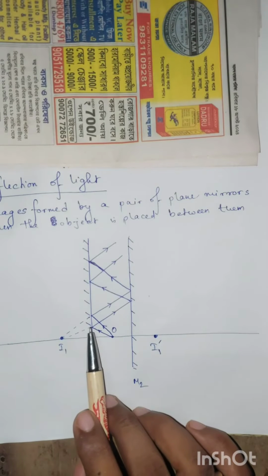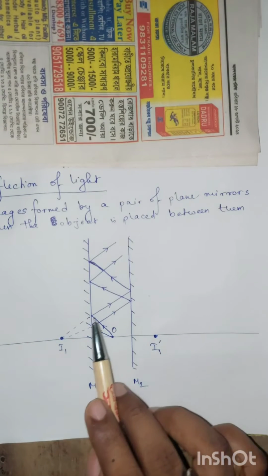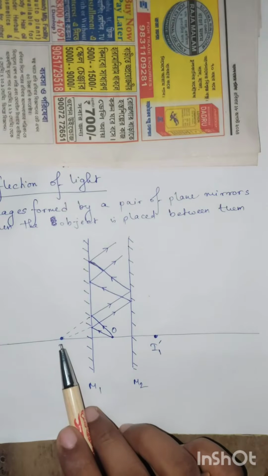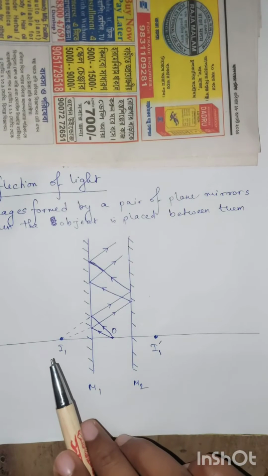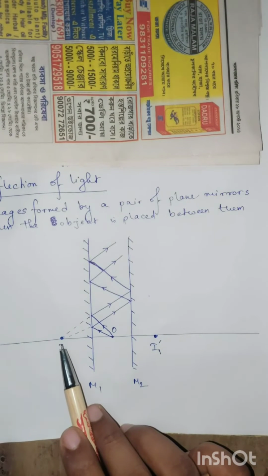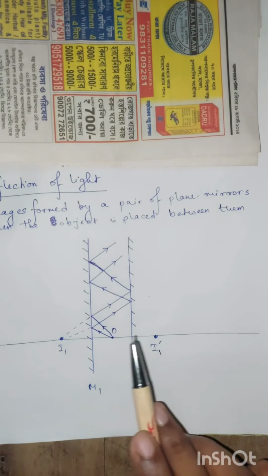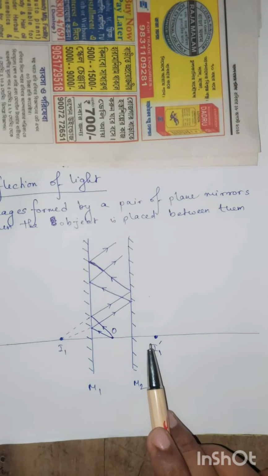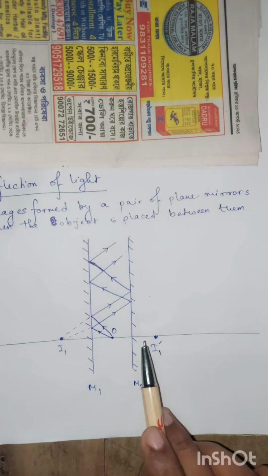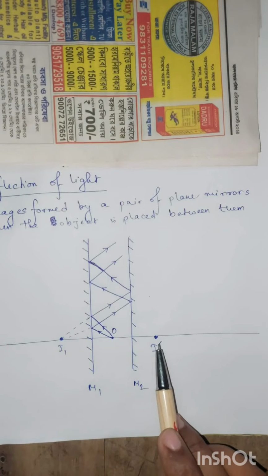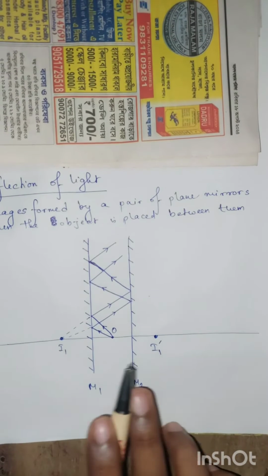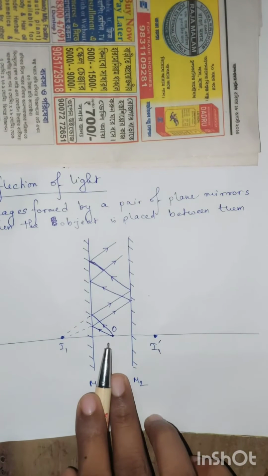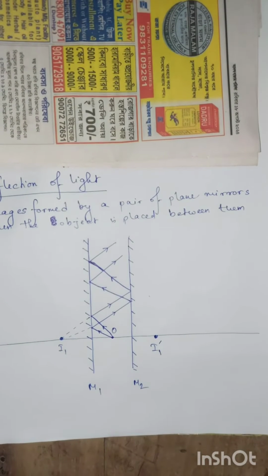Okay, so we have considered only the first reflection. So when we drag these rays backwards, they meet at a certain point inside the mirror. So we are getting our first virtual image, and this virtual image can create another image of it inside the other mirror. Okay, so this I1 dash is the image of I1, and I1 is the image of O.